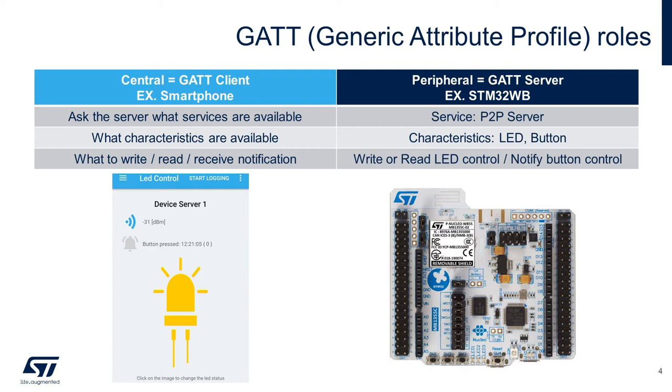For the P2P server example, the user can write or read the LED control, meaning the user can turn on or off the blue LED by writing it, and the user can read the status of the LED as well. The P2P server can notify the smartphone app when pressing switch 1. You can observe the bell icon flashing when the GATT client receives the notification.